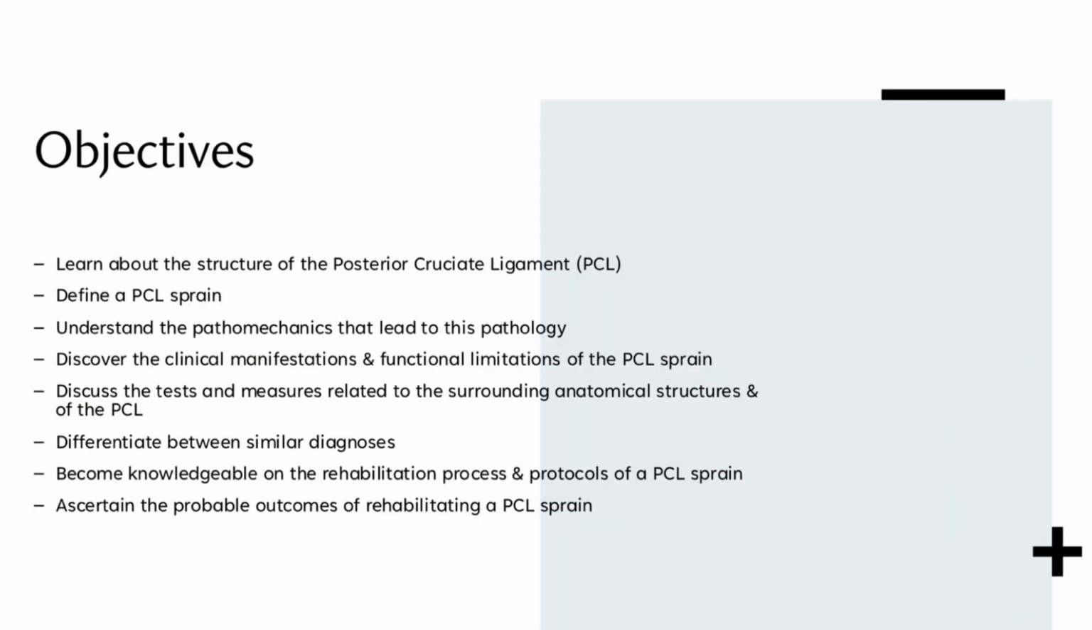So, our objectives are to learn about the structure of the PCL, define its sprain, understand the pathomechanics that lead to this pathology, discover the clinical manifestations and functional limitations of the PCL sprain, discuss the tests and measures related to the surrounding anatomical structures of the PCL, differentiate between similar diagnoses, become knowledgeable on the rehab process and protocols of a PCL sprain, and ascertain the probable outcomes of rehabilitating a PCL sprain.